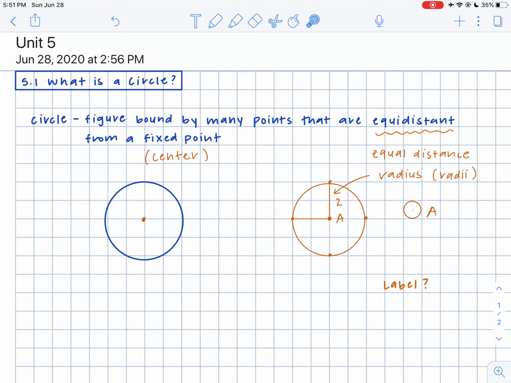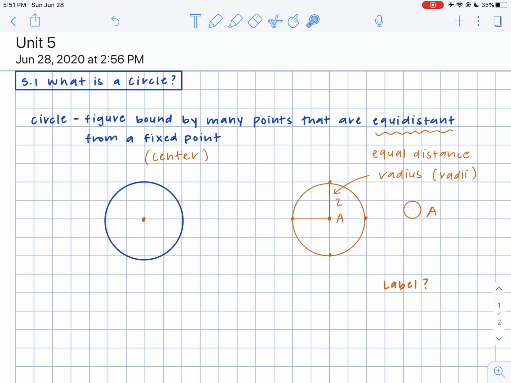And that makes sense because the radius is the distance from the fixed point to the many points on the circle. And what does it say in the definition? The many points are equidistant. So all the points have the same distance, so they should all have the same radius, or they should give the same value for the radius, okay?